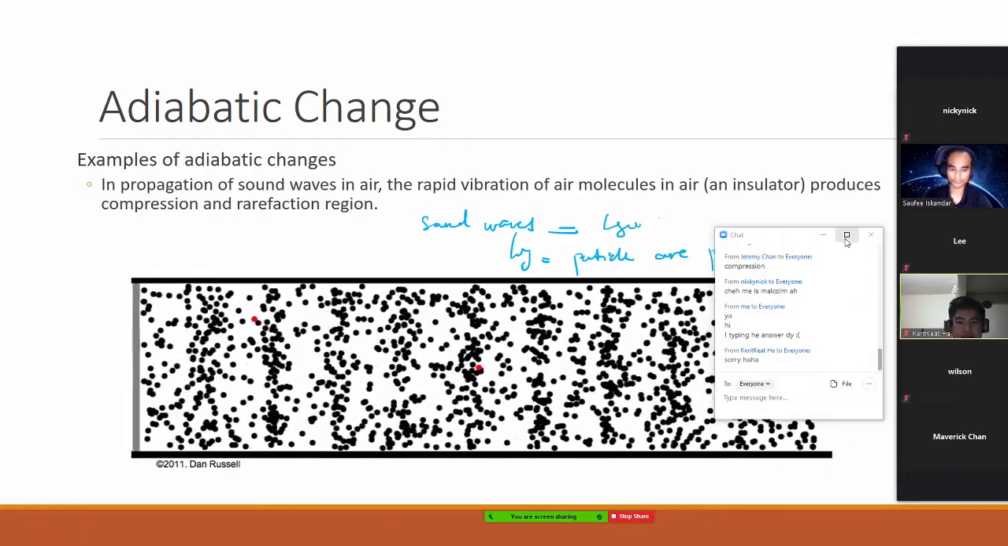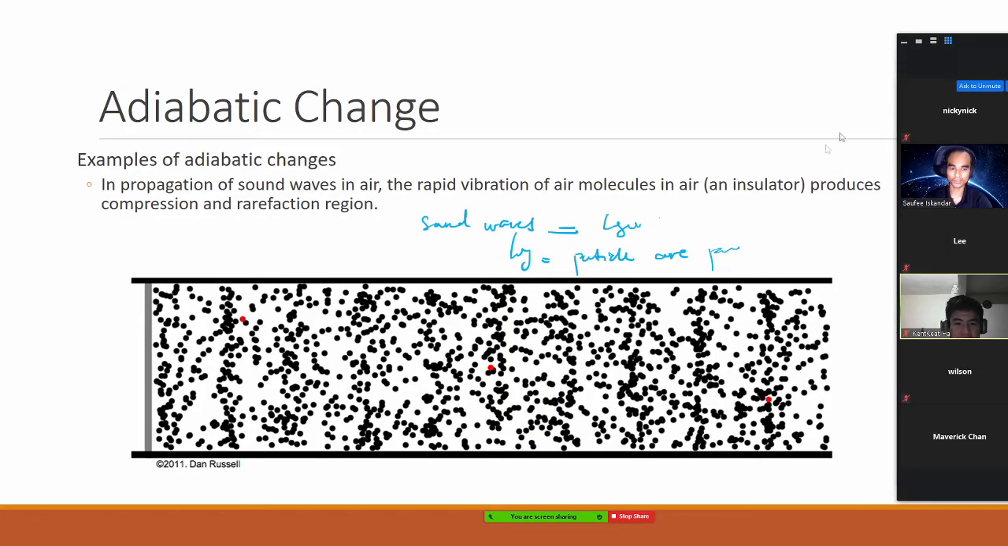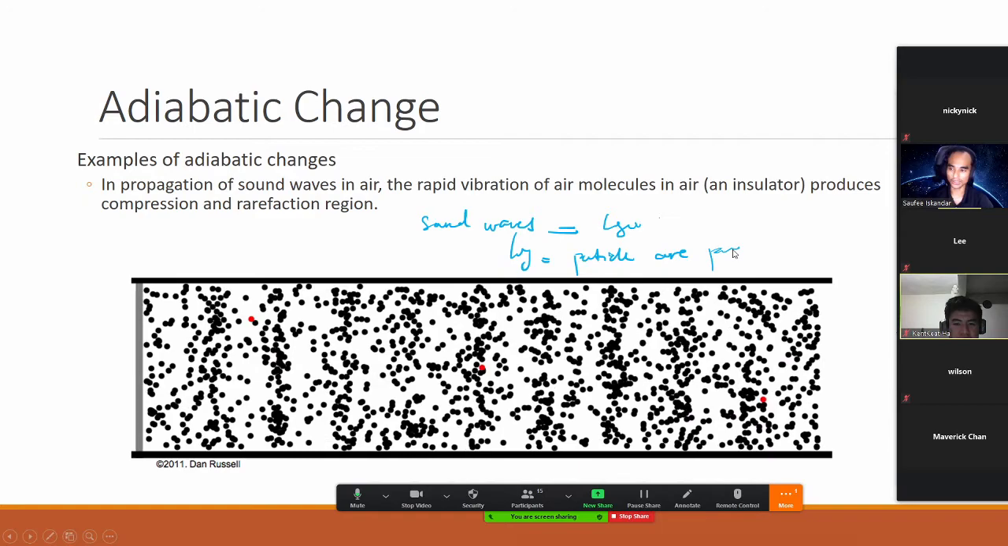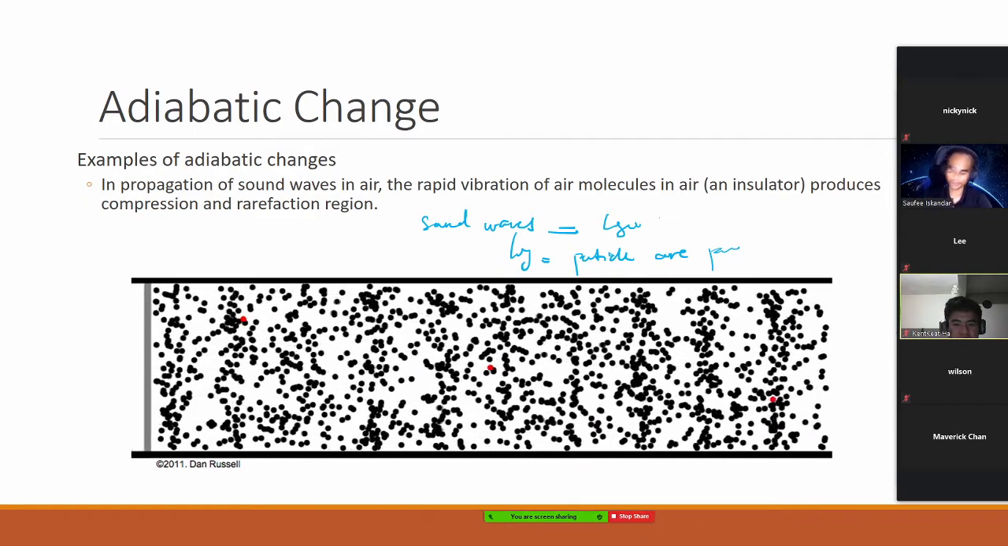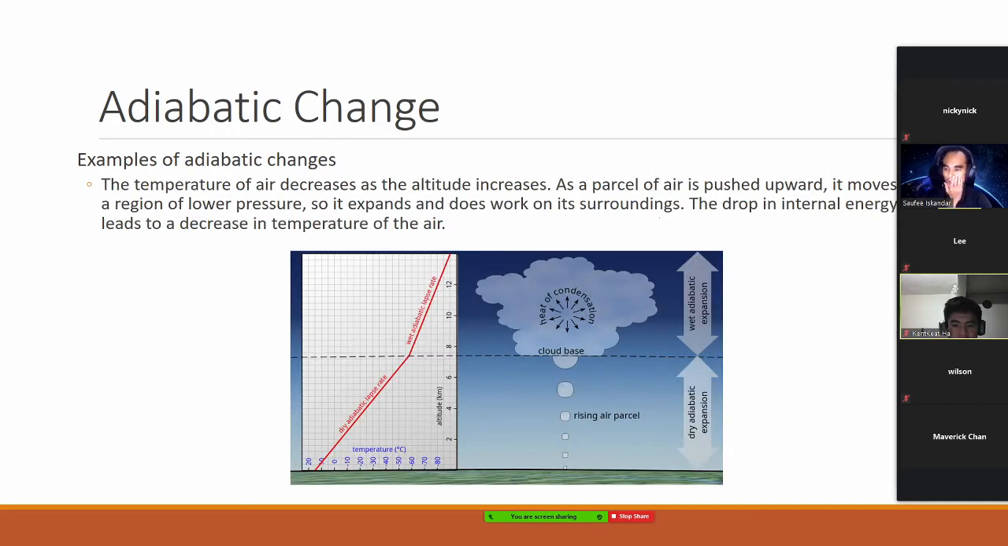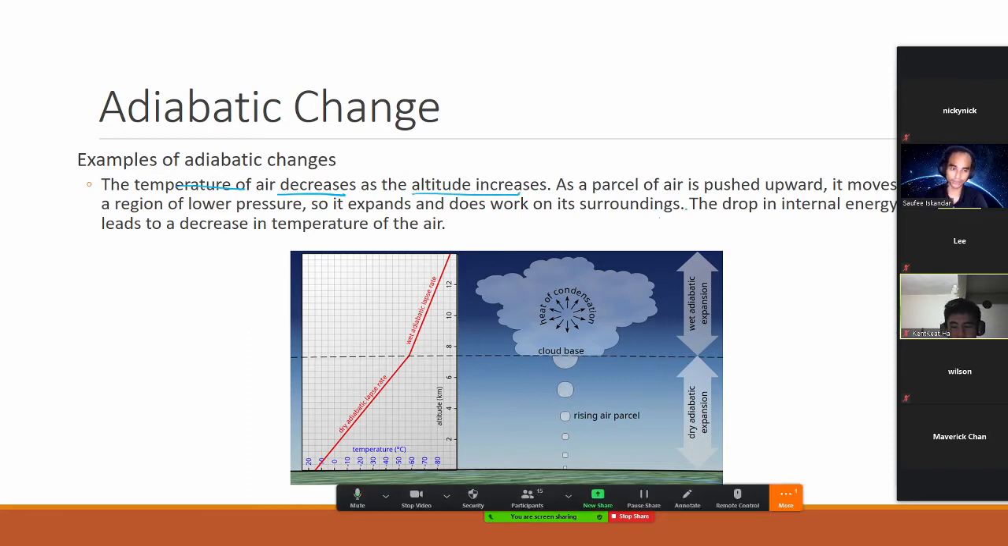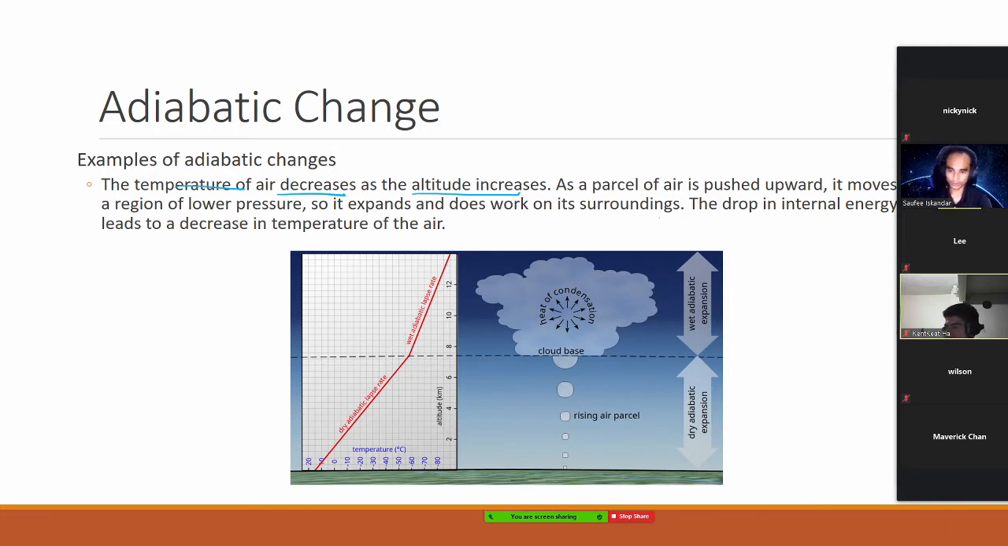The second example: how the temperature of air decreases as the altitude increases. There are two types, wet adiabatic and dry adiabatic. We are not going to discuss this in depth, but we know that when the air goes up by 1 kilometer, the temperature decreases by 10 Celsius.